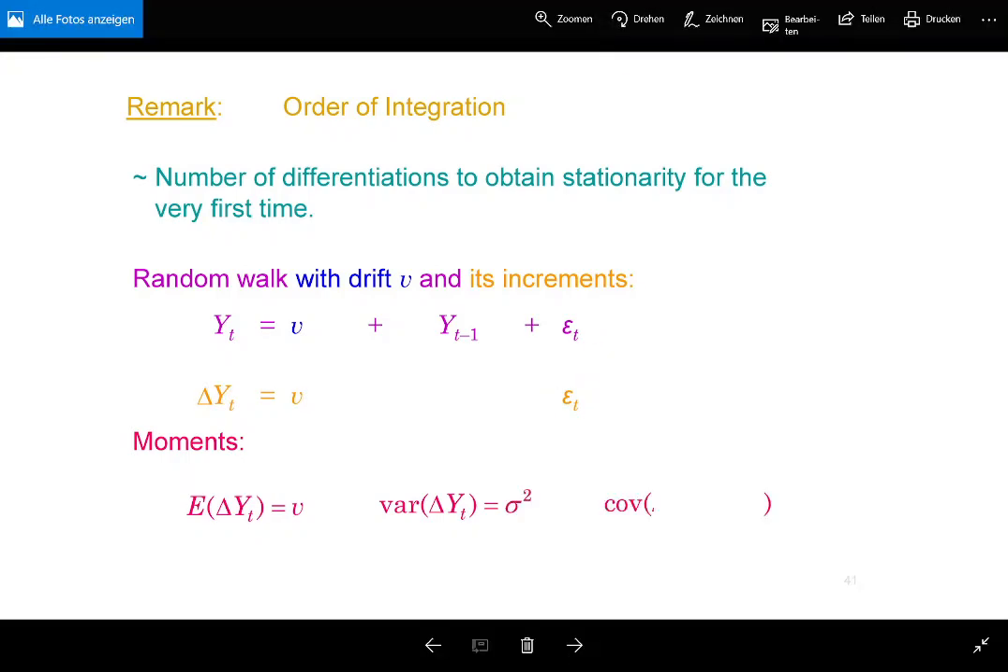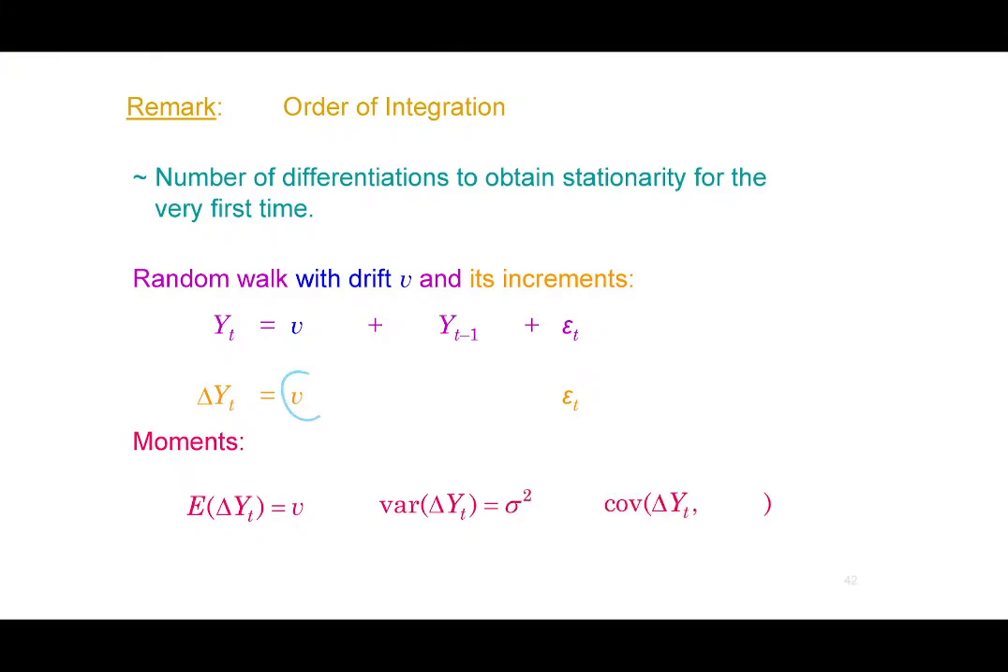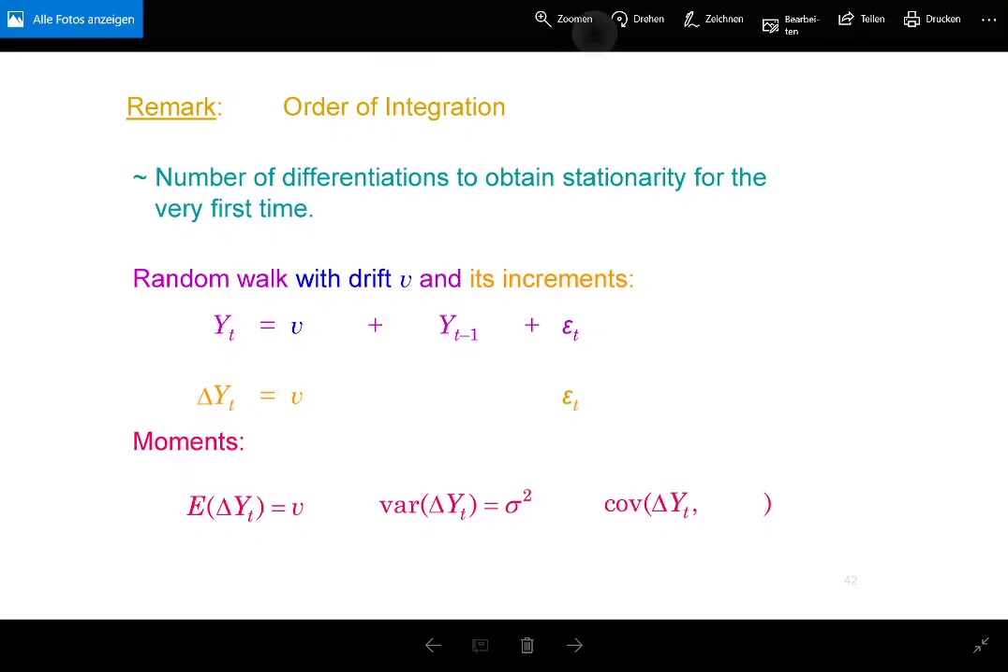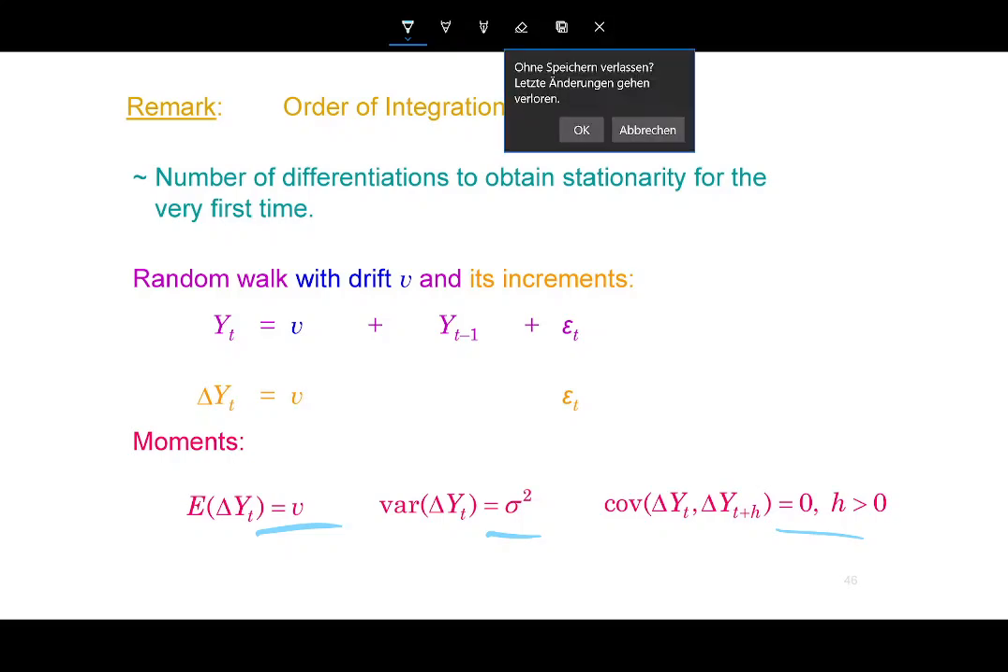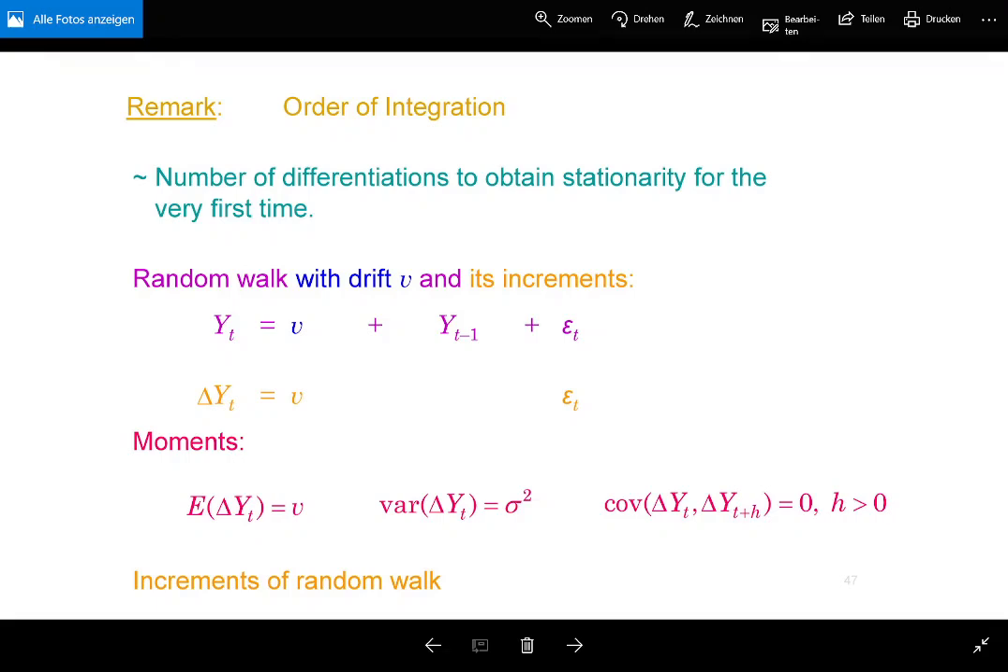And then you have the autocovariance, which also does not depend on additive constants. So you have just 0, because the noises are uncorrelated. That's it. Now, you have no time dependency regarding these moments. I call them moments here in this case. So the increments of the random walk are stationary.